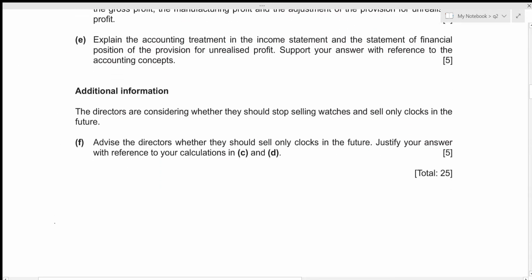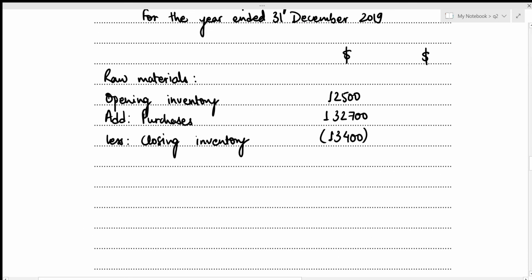So now we can move towards figuring out the cost of raw materials consumed. Cost of raw materials consumed. That is just going to be the sum of these three amounts. So that's 12,500 plus 132,700 minus 13,400, which results in the value of 131,800.